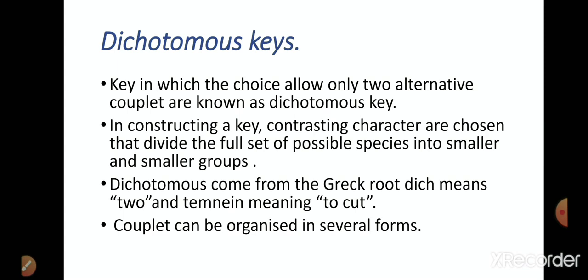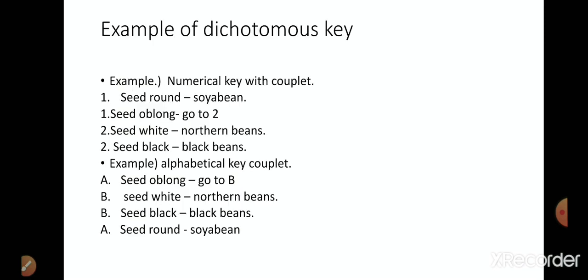Couplets are organized in several forms. The couplets can be presented using numbers or using letters, so they may be numerical or alphabetical. Let's see an example of the presentation of a dichotomous key. The couplets can be presented together or grouped by relationship. There is no apparent uniformity in the presentation of dichotomous keys. These are examples of a numerical key couplet and an alphabetical key couplet.